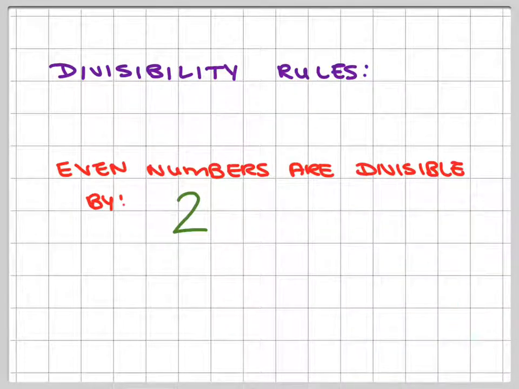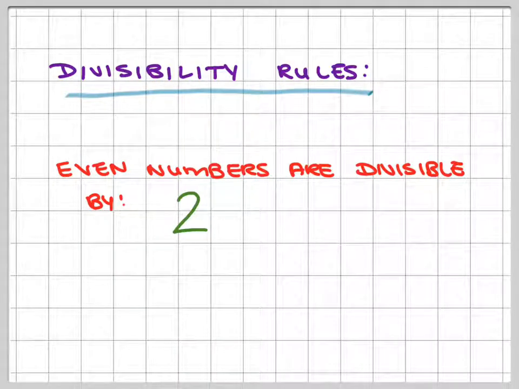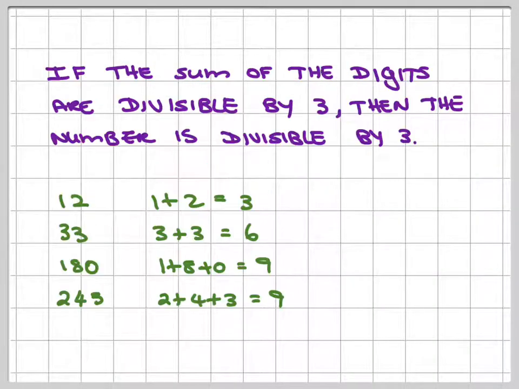Right, the first is divisibility. What a tongue-tying word. The first divisibility rule, I've got to say that slowly, is that even numbers are divisible by 2. So any number that is an even number, 2 will be a factor. So put that one in your memory. 2 will always go into even numbers.